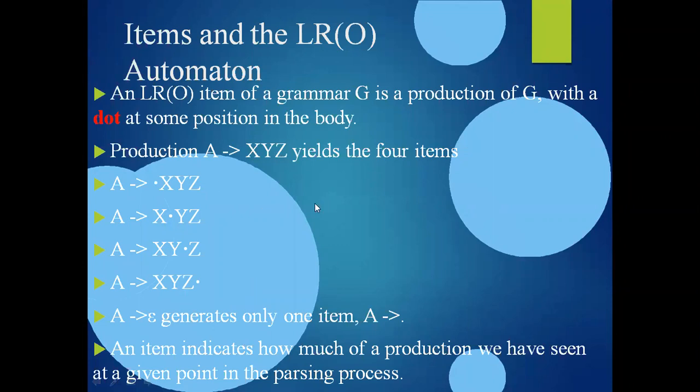This is just the introduction of the LR of zero items. We are not constructing with an example here. We are just showing that this is the way of representing the LR of zero items. It's not the overall construction process. Here we just need to understand what the LR of zero items are.